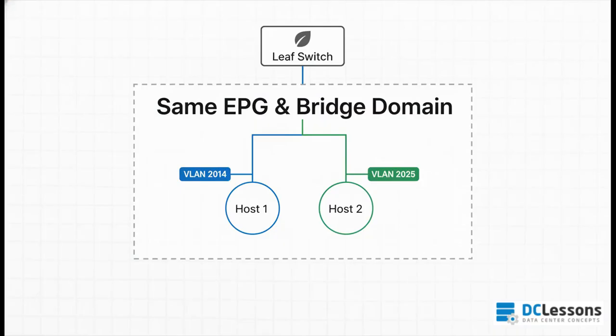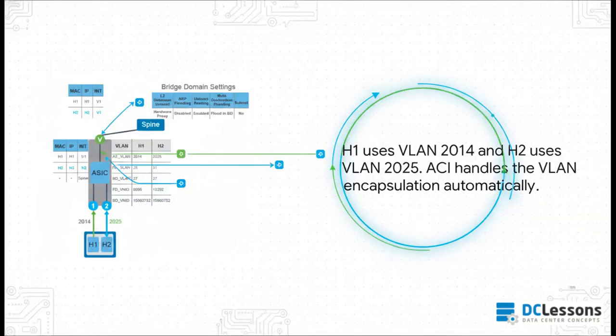Okay, let's throw one more curveball in here. What if our hosts are in the same logical group, the same EPG and bridge domain, but they're actually using different VLAN tags on their switch ports? Well, ACI handles that without even breaking a sweat. This is where the power of ACI's policy model really shines. Check it out. H1 is using VLAN 2014, but H2 is on VLAN 2025.